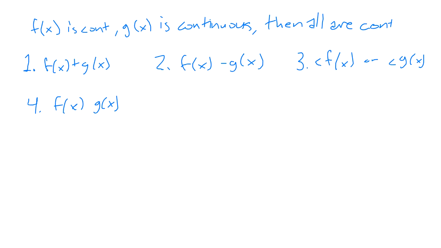Five, we can divide them, but there's a caveat to that one. It's because g of x cannot equal 0. Otherwise, we're going to have issues. And also, one other thing can apply. We can also say that any composite functions are fine. Because essentially what we're saying with all of these is that if you have a continuous function and another continuous function, no matter how you combine them, they're always going to be continuous.